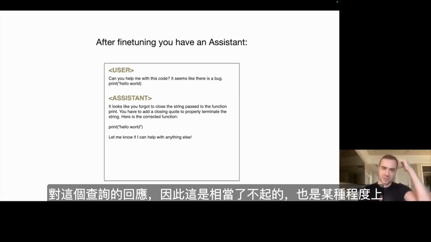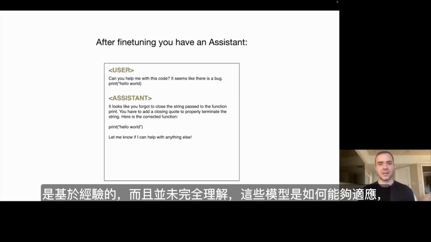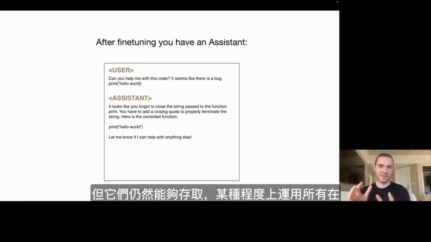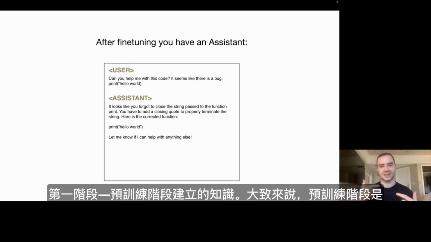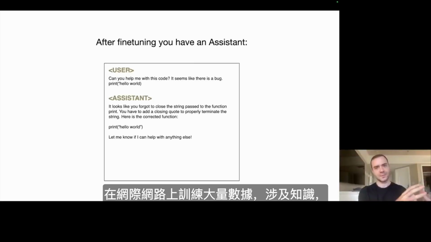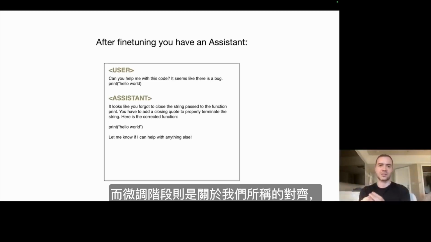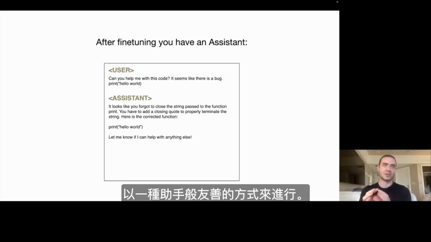And so it's kind of remarkable and also kind of empirical and not fully understood that these models are able to change their formatting into now being helpful assistants because they've seen so many documents of it in the fine-tuning stage, but they're still able to access and somehow utilize all of the knowledge that was built up during the first stage, the pre-training stage. So roughly speaking, the pre-training stage trains on a ton of internet and is about knowledge, and the fine-tuning stage is about what we call alignment. It's about changing the formatting from internet documents to question and answer documents in a helpful assistant manner.